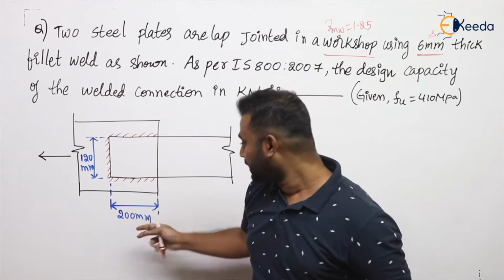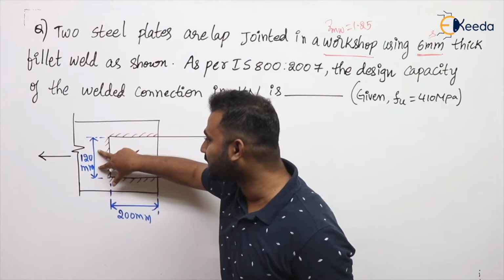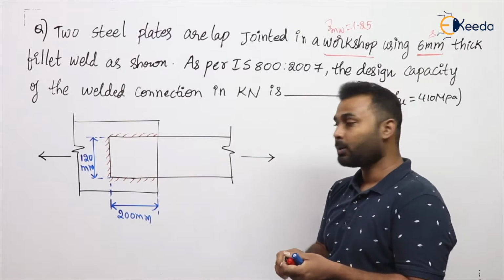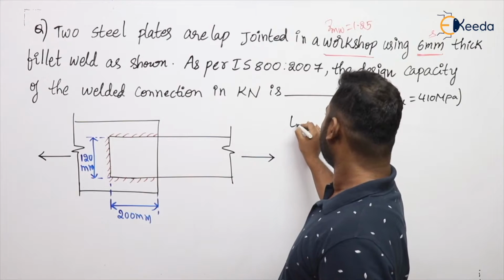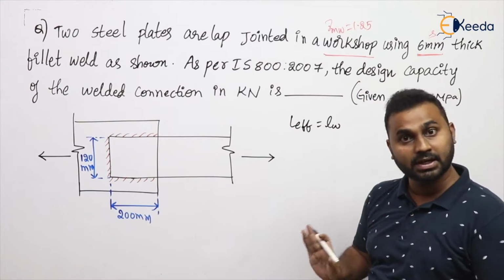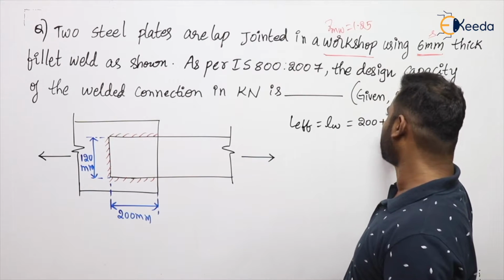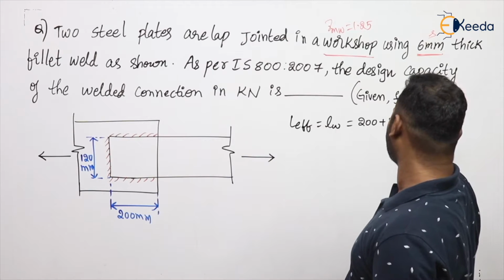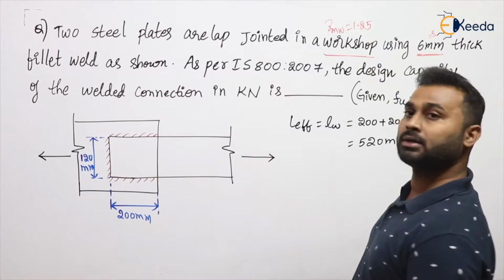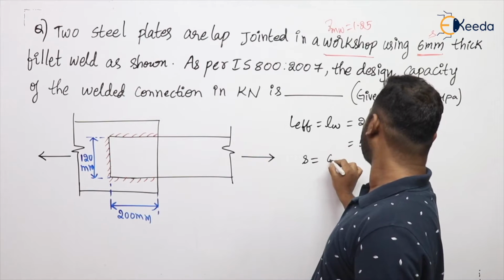What are those lengths? This side fillet weld has a length of 200 mm and this end fillet weld has a length of 120 mm. It means the total effective length, L_w, is whatever length is shown in the diagram, considered as the effective length of the fillet weld. That is 200 plus 200 plus 120, which comes out to be 520 mm. Is that clear? And of course, the size is also given. S is 6 mm.